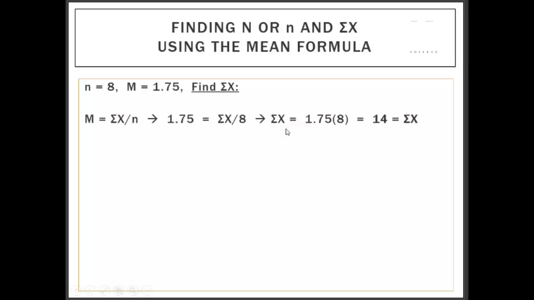So we're left with sum of x equals 1.75 times 8. Take 8, multiply by 1.75, and you end up with 14, and that is our sum of x.